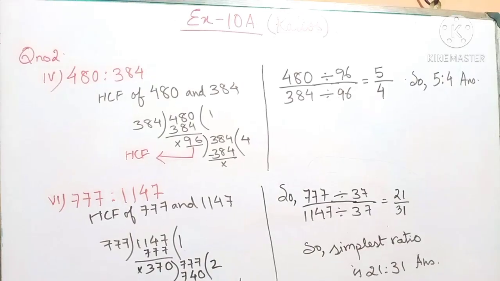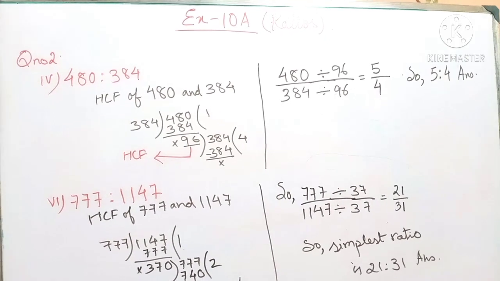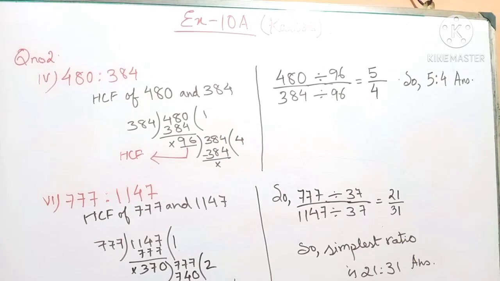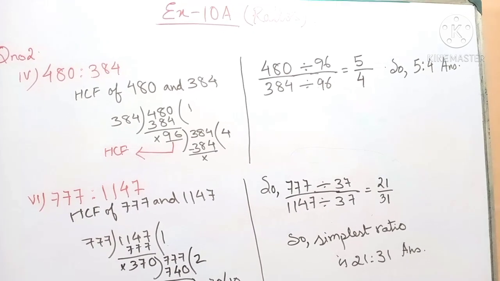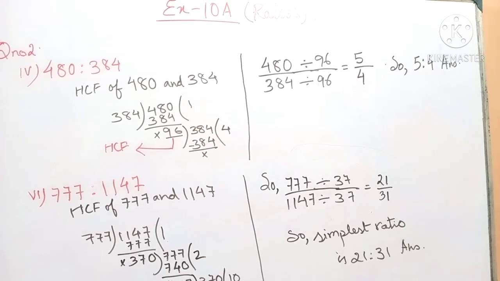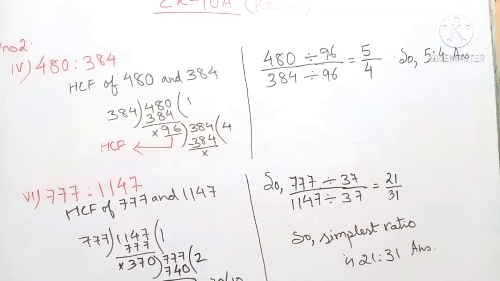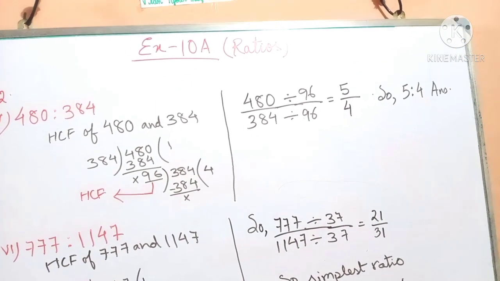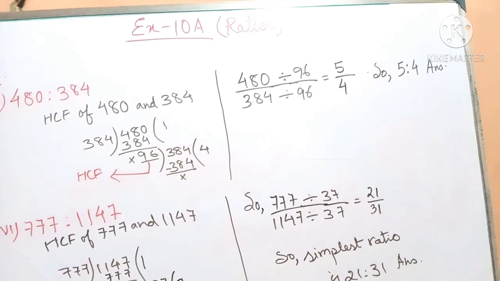Right, class? Here we have to again find the simplest ratio of the given numerical figures. See here, no unit is given, but the method remains the same. The question number 2, fourth question is 480 is to 384. So what we will do? We will be taking out the HCF. Hope you remember how to take out the HCF. Since the numbers are bigger, we are using the division method. After using the division method, what we see? See here, 96 is our HCF. So dividing 480 and 384 individually by 96, what we get? We get 5 by 4. So the simplest ratio is 5:4.